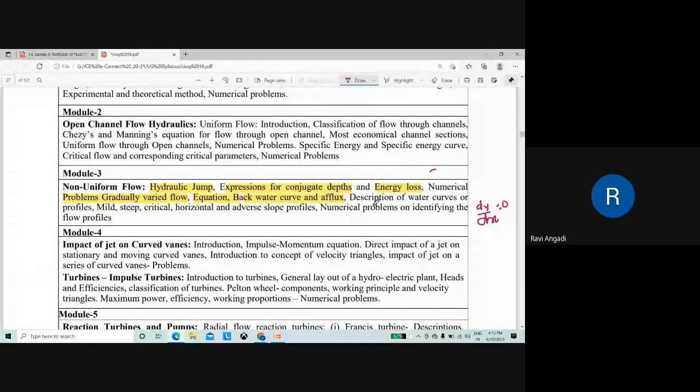And the left out portion is a description of water curves or the profiles: mild, steep, critical, horizontal, and adverse flow profiles. Then the numerical problems on identifying the flow profiles. Okay, about these we'll discuss in today's class. And for your internals, these two modules will be there for internals. Okay, so let us discuss about the description of water curves or the profiles.